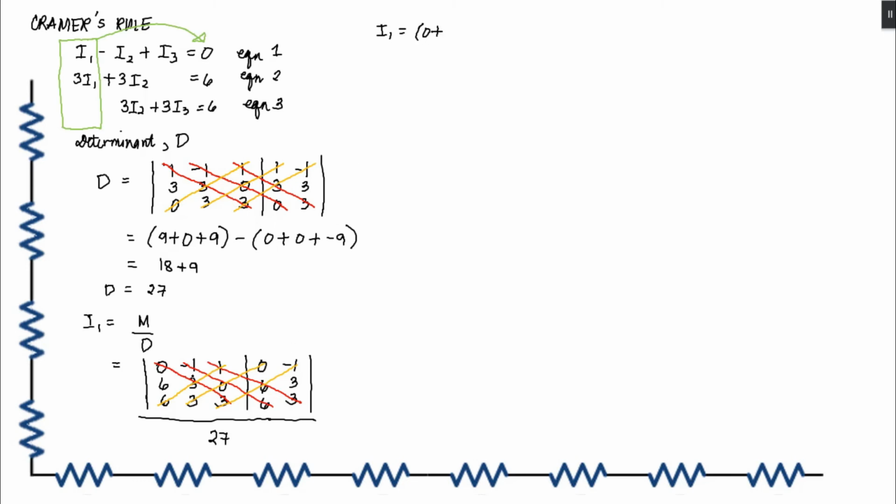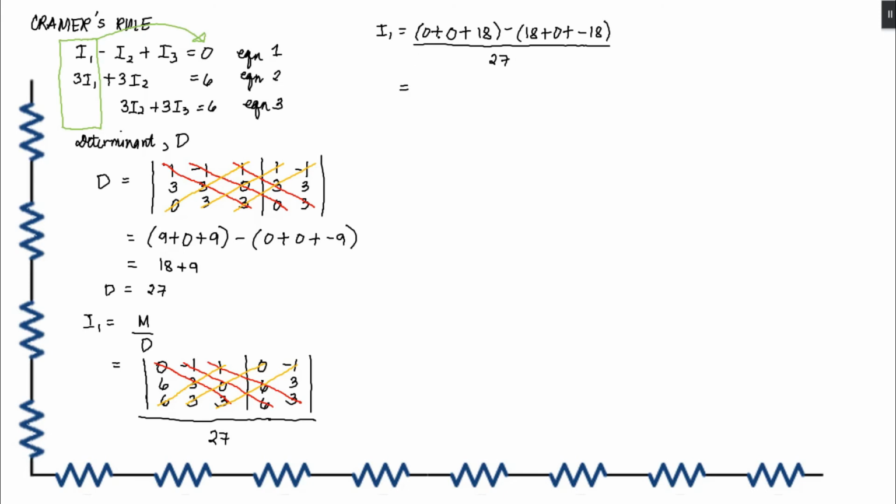Plus. So, negative 1, 0. O, 0 dayon. Plus 1 times 6, that's 6, times 3, that's 18. Minus 6 times 3 times 1, that's 18. Plus 3 times 0, o 0 dayon. 3 times 6 times negative 1, that's negative 18. Divided by your determinant, which is 27.